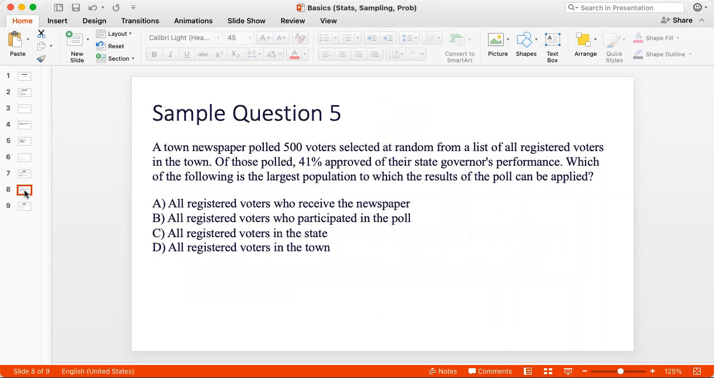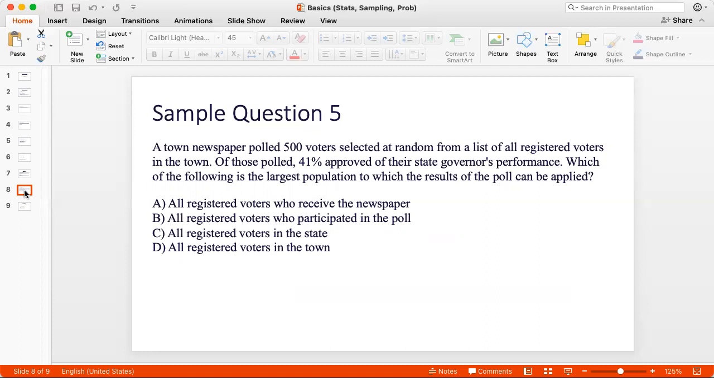So let's say I have a question about sampling. A town newspaper polled 500 voters selected at random from a list of all registered voters in the town. Of those polled, 41% approved of their state governor's performance. Which of the following is the largest population to which the results of the poll can be applied? So there are 500 voters from a town who are polled about the state governor's performance.